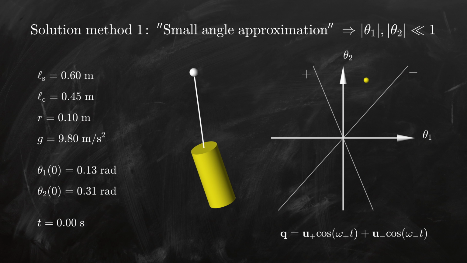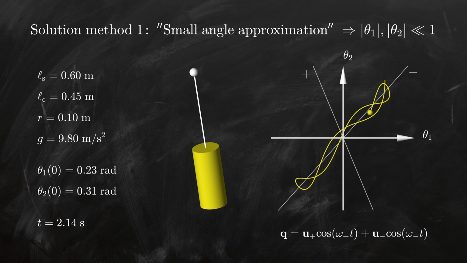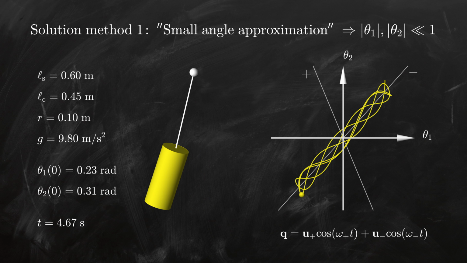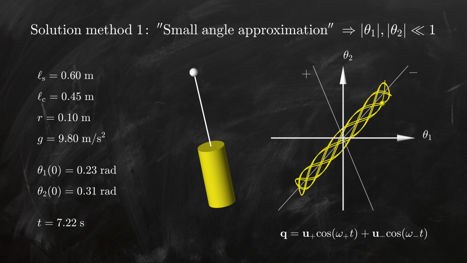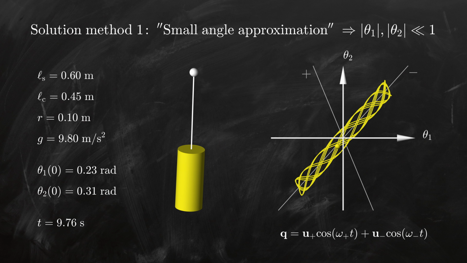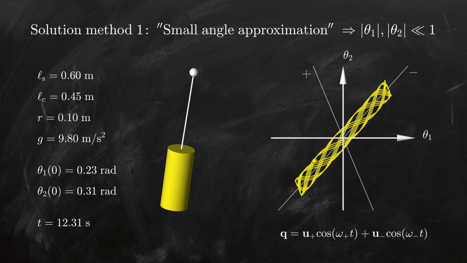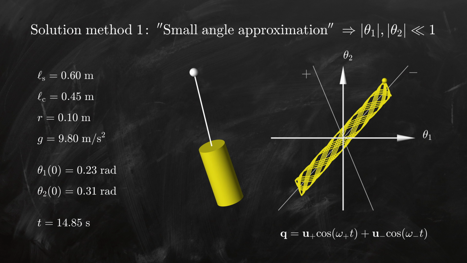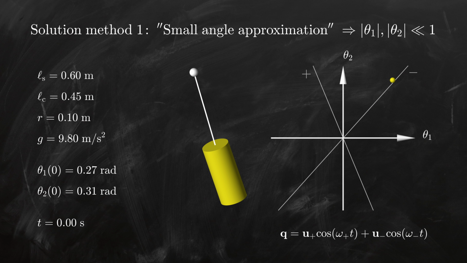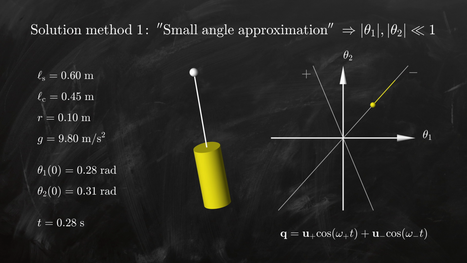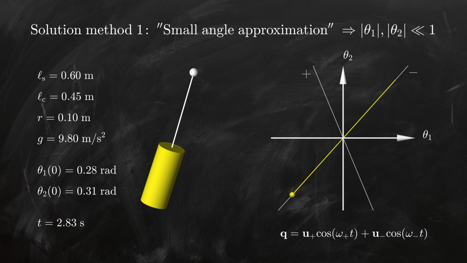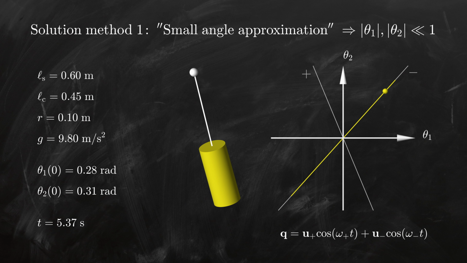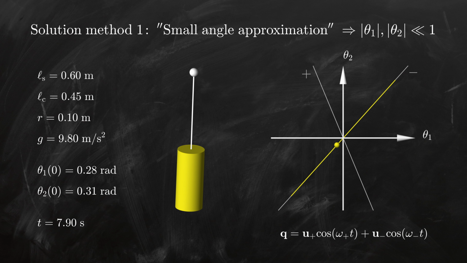If we now increase the initial value of θ1 a bit, such that we release the cylinder a bit closer to the minus line, we get smaller oscillations in the plus direction. You can probably guess what happens if we release the cylinder on the minus line. On this line, the solution is represented entirely by the minus term, which means that we get no oscillations in the plus direction at all.